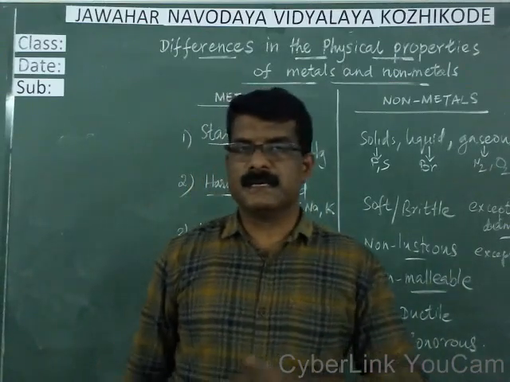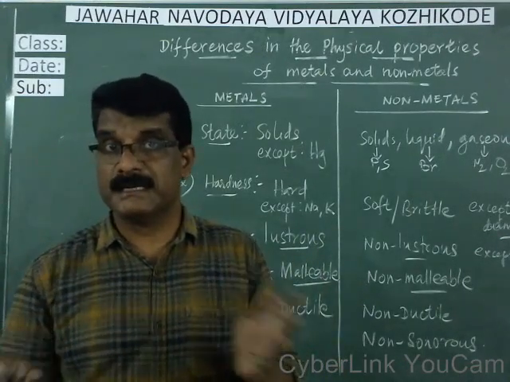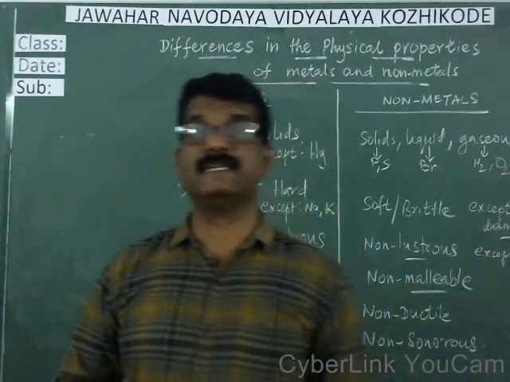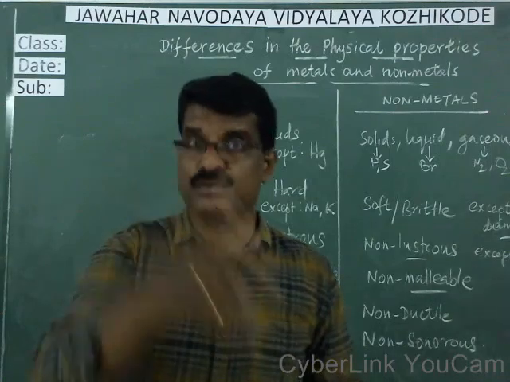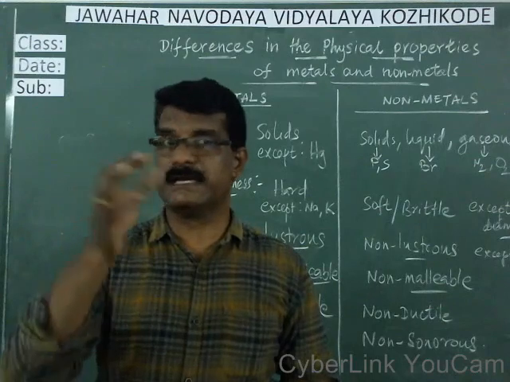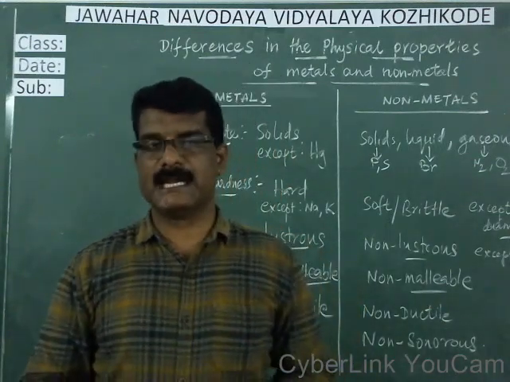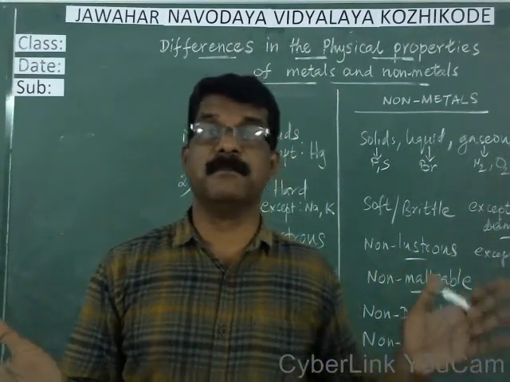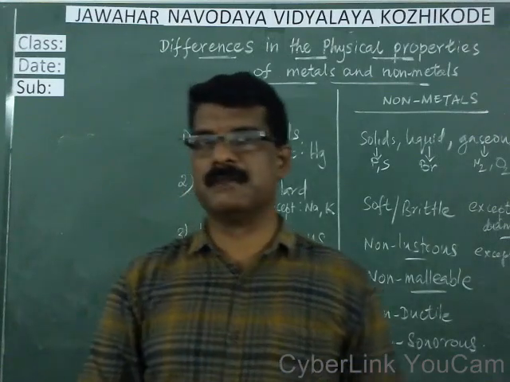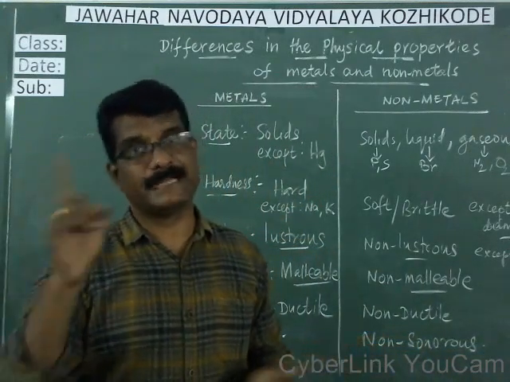Okay. And next, the difference in physical properties is in conductivity. Metals are very good conductors of heat and electricity. You know, copper wires. Copper is one of the very good conducting metals. So metals are very good conductors of heat and electricity, whereas non-metals are bad conductors, except graphite. Graphite is another form of carbon, which is a very good conductor. But all other non-metals are bad conductors.